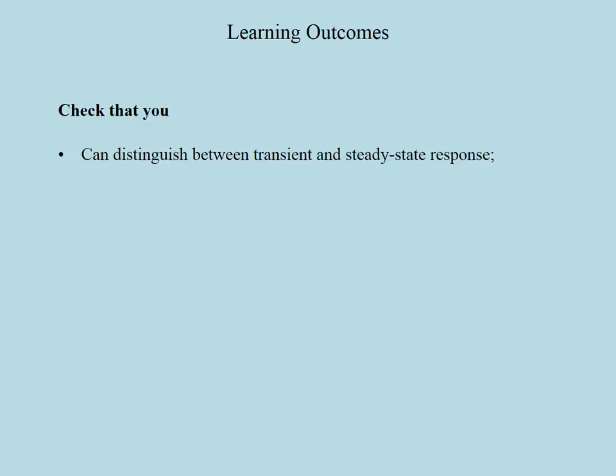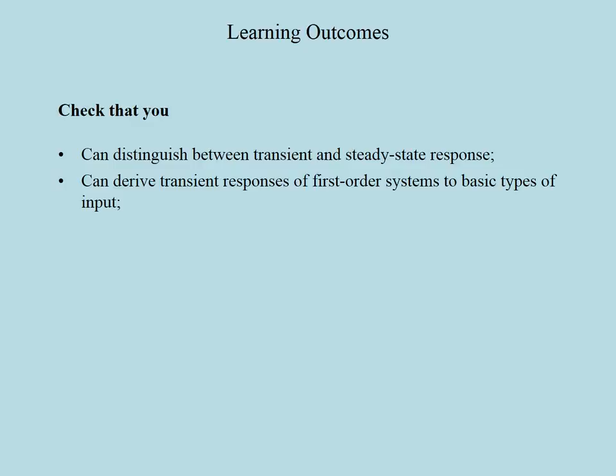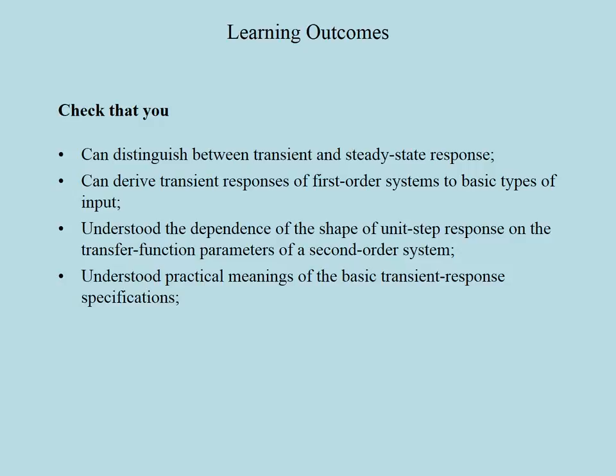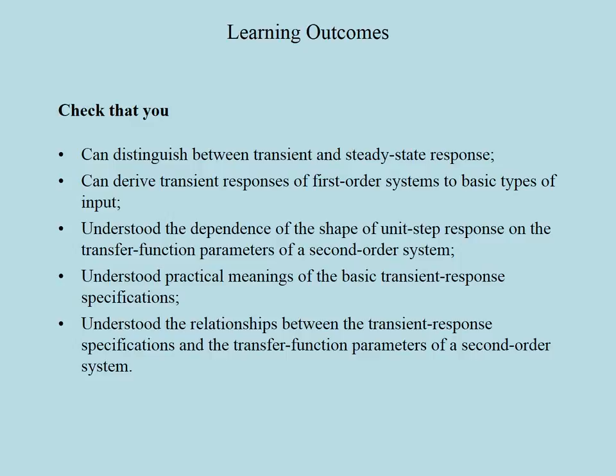Do not forget to go over the examples and exercises in your textbook to check that you can distinguish between transient and steady-state response, that you can derive transient responses of first-order systems to basic types of input, that you understood the dependence of the shape of the unit step response on the transfer function parameters of a second-order system, that you understood practical meanings of basic transient response specifications, and that you understood the relationships between the transient response specifications and the transfer function parameters of a second-order system.